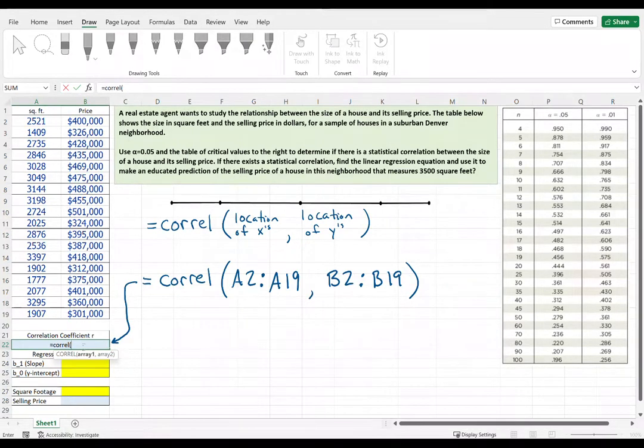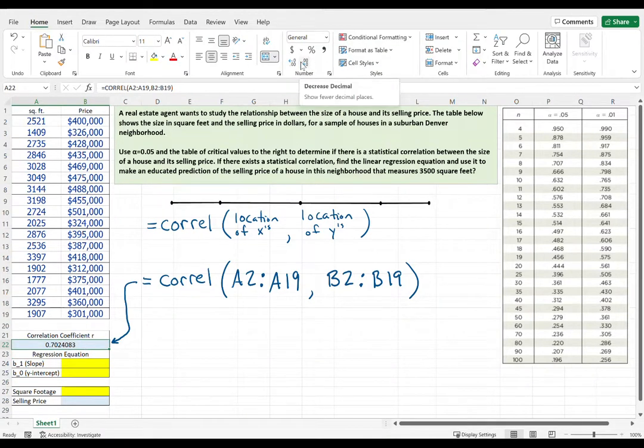And I'm not even going to type manually A2 to A19. I'm just going to use my mouse and select A2 to A19, comma. I'll select B2 to B19. So you see what I have typed into this cell right here, A22, or actually merged A and B22, is what I have written here in blue. And that'll give us the correlation coefficient. Okay, so it's about 0.7. Normally, we round the correlation coefficient to 3 decimal places. So let's round that. We'll decrease the number of decimal places and we'll say, okay, it's about 0.702.